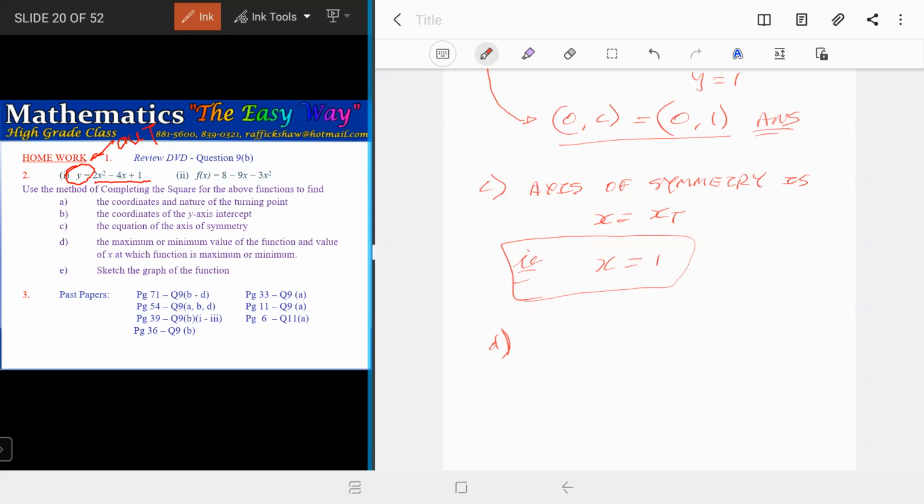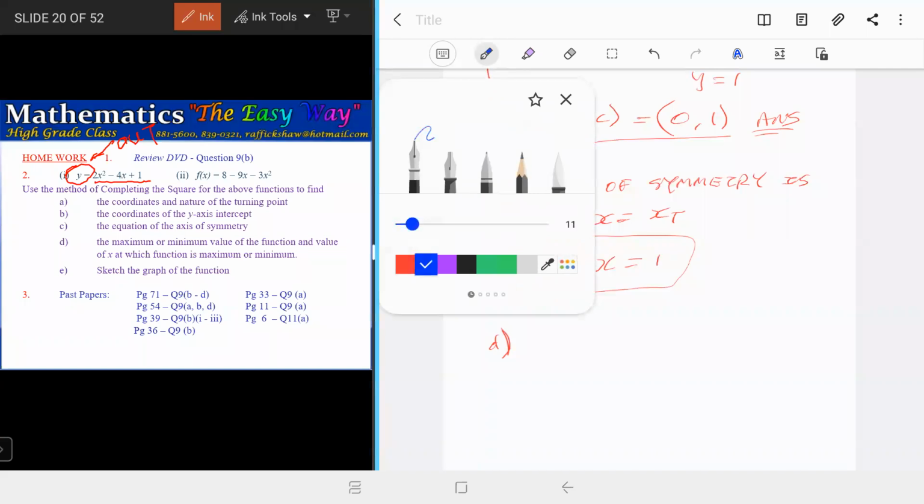So we know it's a minimum. And they ask us for the value of x for which it is minimum. That value of x when it is minimum is the xt value. And I can show you by calculation here. Let's just diagnose a little bit and show you.